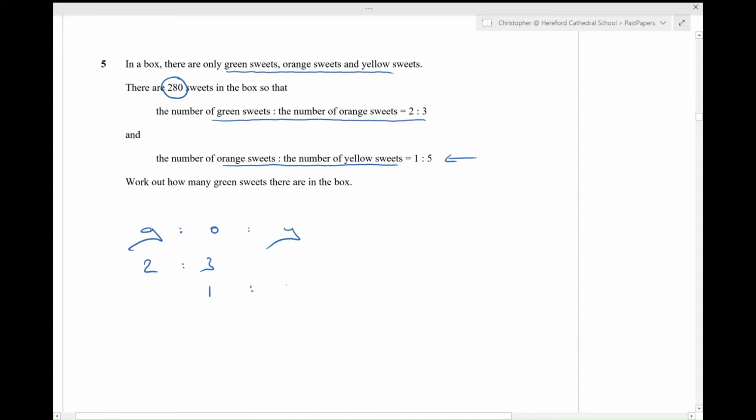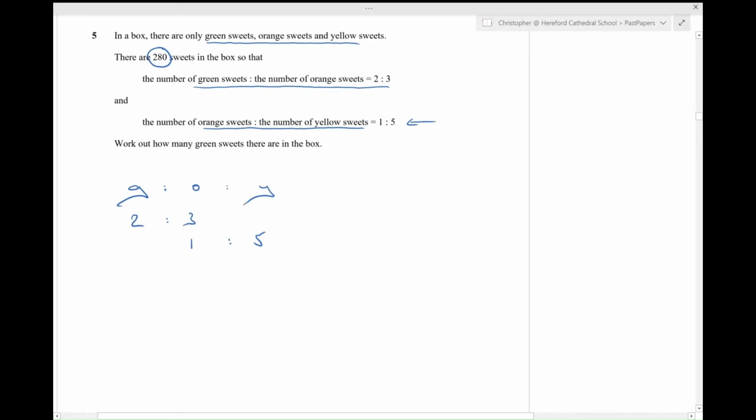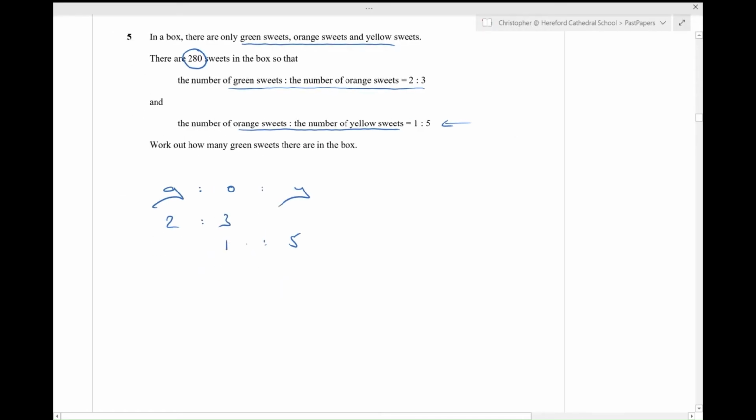So 1 to 5. In order to help me do this question, I'm going to change this 1 to 5 and call it 3 to 15, because now I can say 2 to 3 to 15. So the ratio of green to orange to yellow is 2 to 3 to 15. And now I can get on and answer the question.